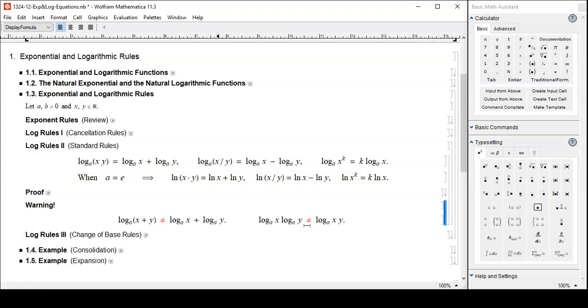Here's a warning. Log of x plus y is not log of x plus log of y. Log of x plus log of y is actually log of x times y. Same thing goes here. Log of x times log of y is not log of x times y. Log of x times y is in fact log of x plus log of y. So be careful about these kinds of things, especially on the left-hand side.